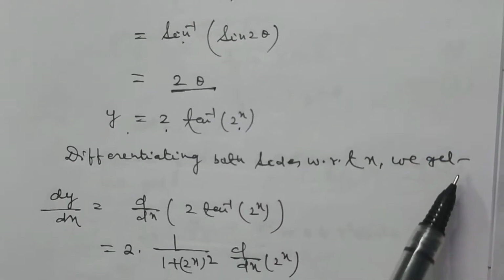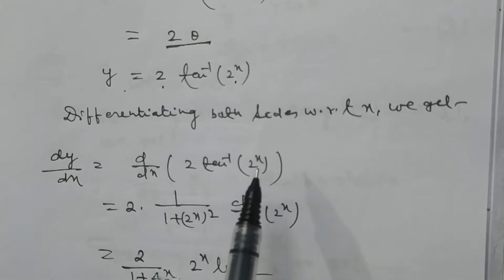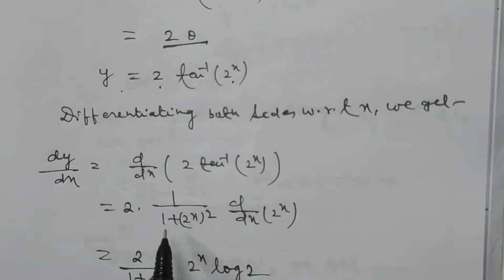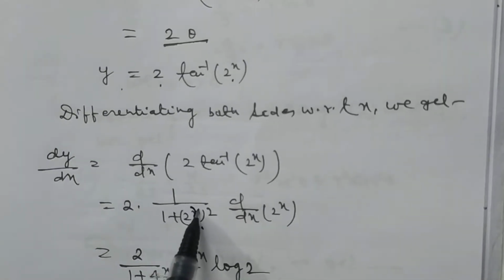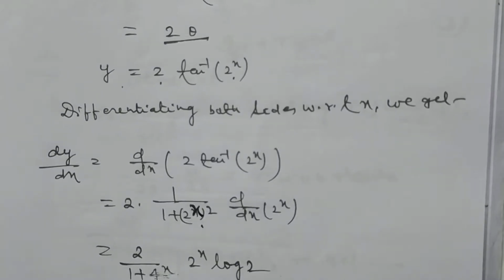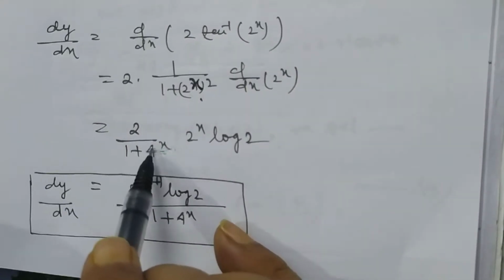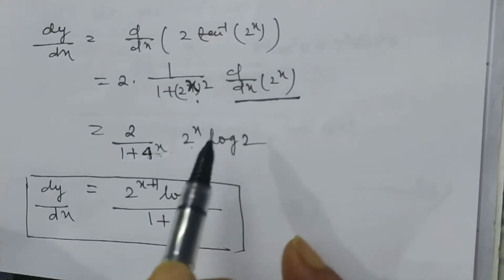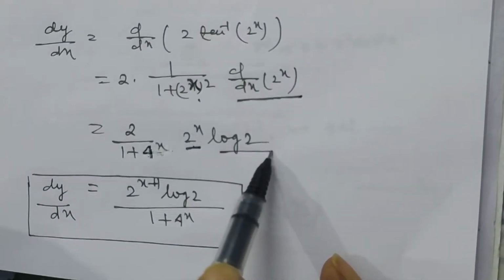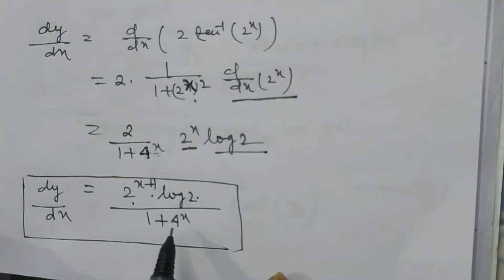Differentiating both sides with respect to x, we get dy by dx is equal to d by dx of 2 tan inverse 2 to the power x. That is 2 into 1 over 1 plus (2 to the power x) whole square, into d by dx of 2 to the power x. And it will be 2 over 1 plus 4 to the power x, and the differentiation of 2 to the power x is 2 to the power x log 2. So after simplifying, we have 2 to the power x plus 1 log 2 over 1 plus 4 to the power x. This is the dy by dx of this function.